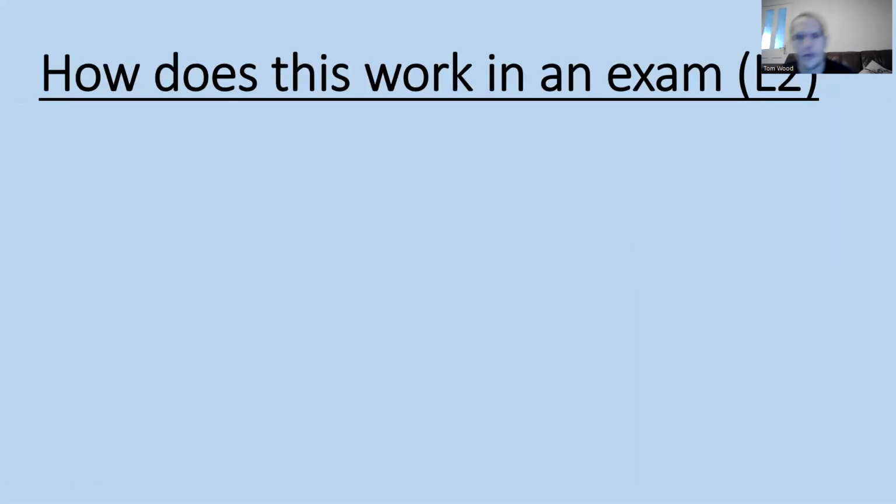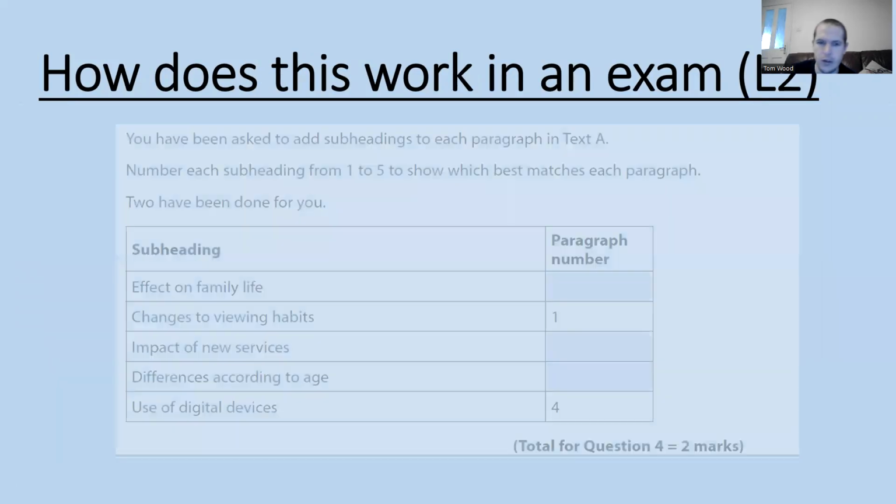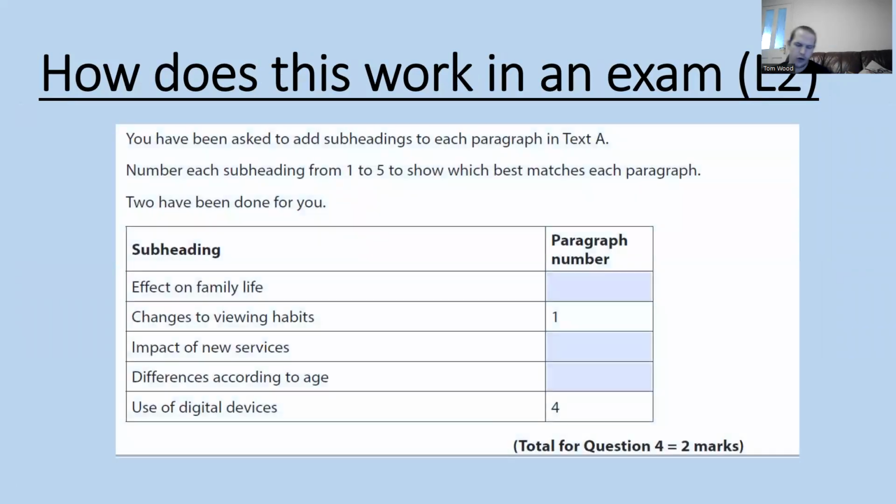So what does this look like if you are a level 2 learner? For level 2 learners, this question will always pop up, and it's a very nice one. It's normally from text A as well. It does tend to be in the same place every time, I think question 2 or question 3, and it will always pop up. You've been asked to add subheadings for each paragraph in text A. Number each subheading from 1 to 5 to show its best match in the paragraphs. Two have been done for you.